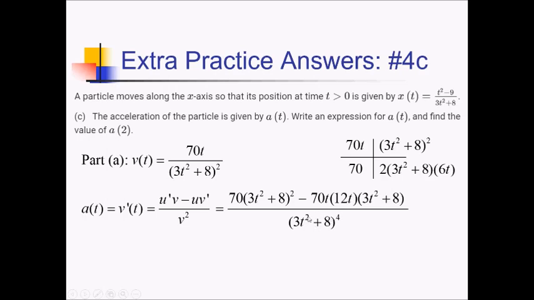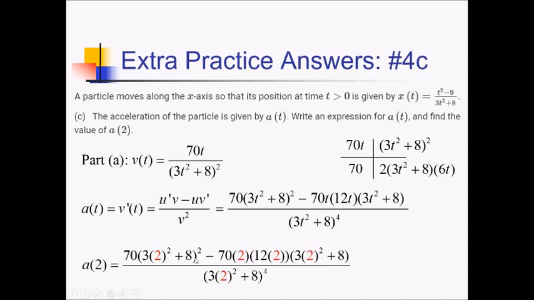Let's keep going now. They want us to write and find the value of a of 2. So we basically have to plug 2 in for t for all of this stuff. So here's a of 2. Just all of this stuff, but I'm replacing all the t values, of which there's 1, 2, 3, 4, 5, all of them with 2.